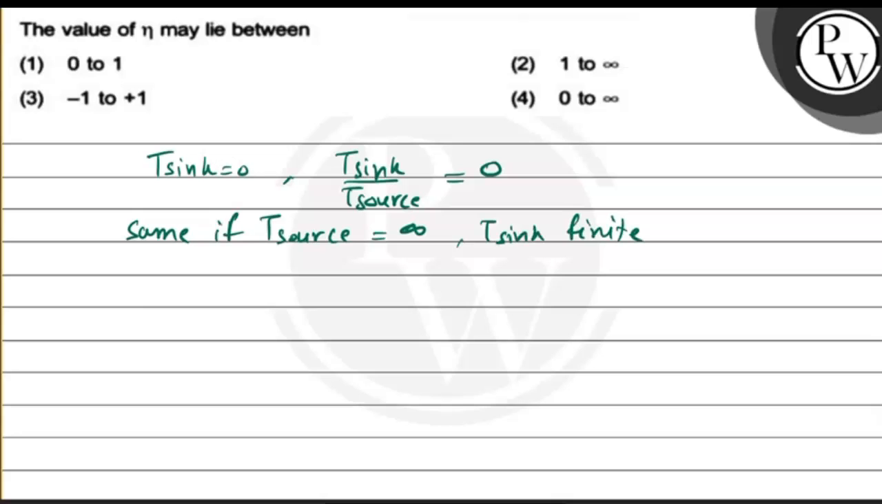इसका मतलब कि हमारे पास इन्फिनिट टेम्परेचर होगा T of source का, तो इन्फिनिटली हीट फ्लो करेगी इजीली. Okay, so in this case eta is 1 minus 0, it will be equals to 1.